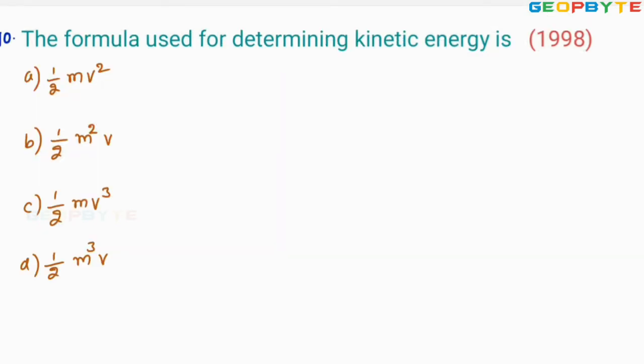The 10th problem is a very easy problem, asked in 1998. The formula used for determining the kinetic energy. Kinetic energy, everyone knows it. It is a very easy problem. Half mv square, the kinetic energy formula. So half mv square, option A is correct.